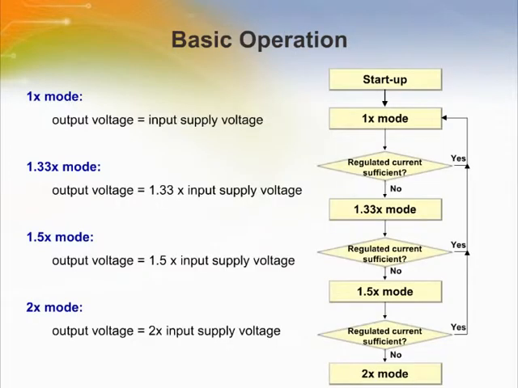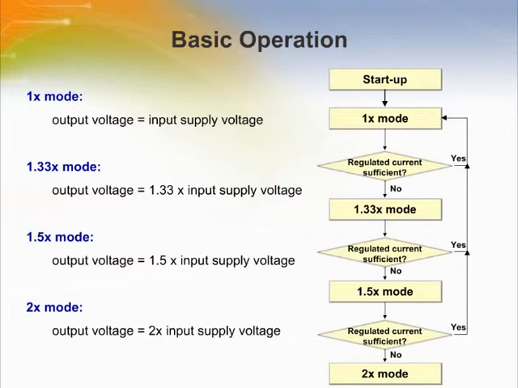At power up, the CAT3604V starts operating in 1x mode, where the output will be approximately equal to the input supply voltage. If the output voltage is sufficient to regulate all LED currents, the device remains in 1x mode. If the input voltage is insufficient or falls to a level where the regulated currents cannot be maintained, the device automatically switches to 1.33x mode. In 1.33x mode, the output voltage is approximately equal to 1.33 times the input supply voltage. This sequence repeats in the 1.33x and 1.5x mode until the driver enters the 2x mode.